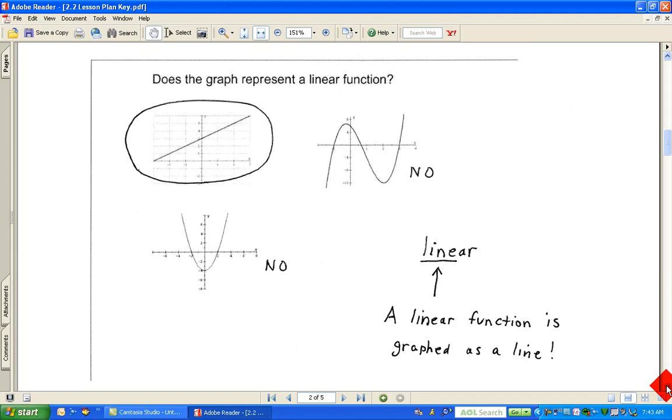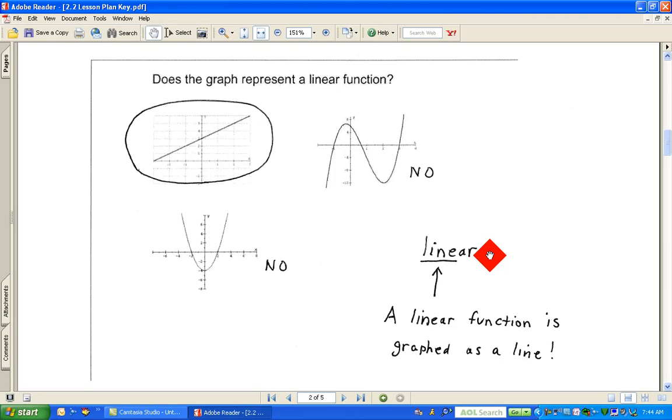Now, the honest truth is all 3 of these pictures, this one, and this one, do represent functions because each one of them passes the vertical line test. However, be very careful what this question asks: does the graph represent a linear function? So not only does the graph need to be a function, but linear means the graph needs to be a line. So the only function here below that represents a linear one is the one that I have circled. Okay? So make sure to always read the question and analyze it carefully.